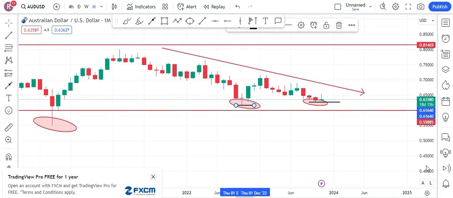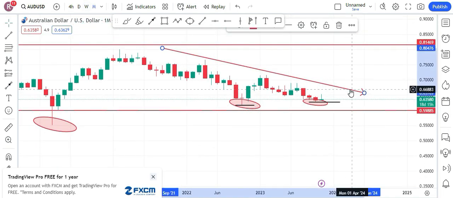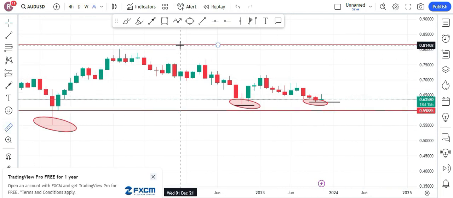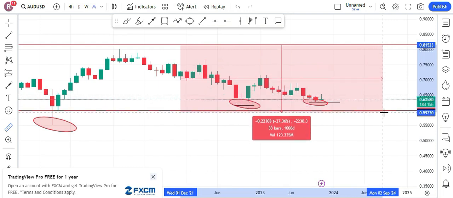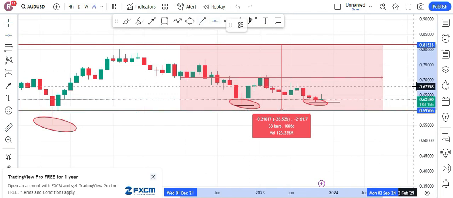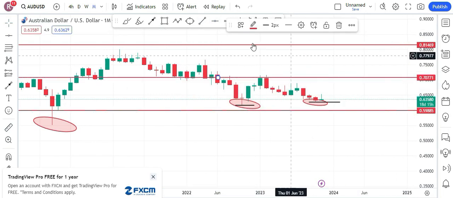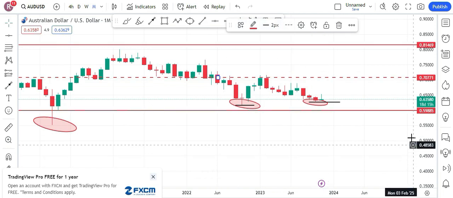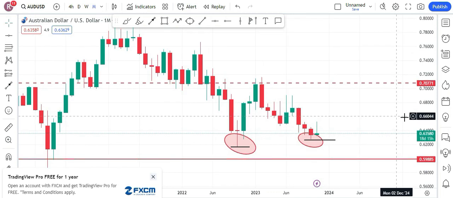And if we measure the range, we can see that half of it is somewhere here. So we mark that for future reference, to see where the market is heading or where it is not.